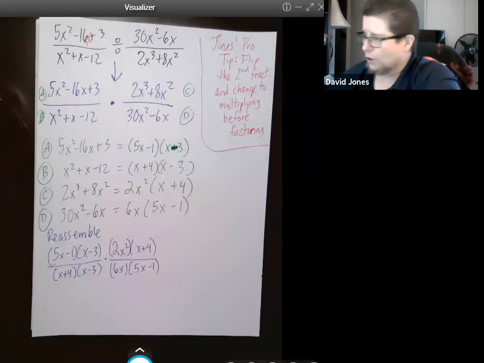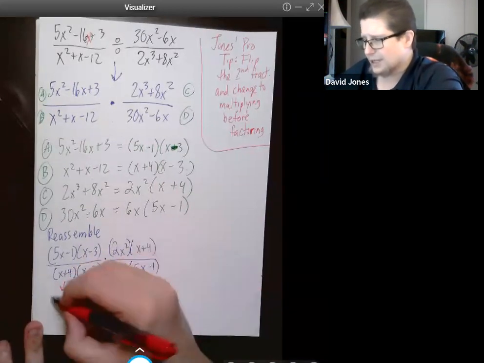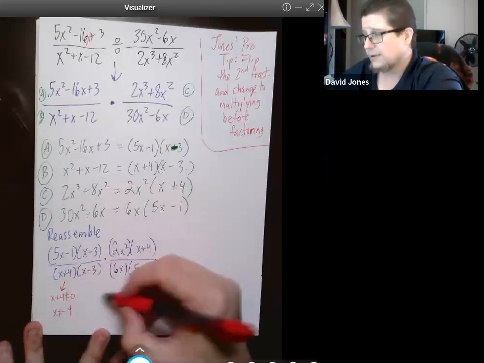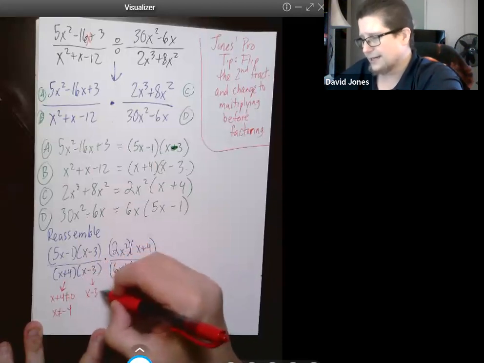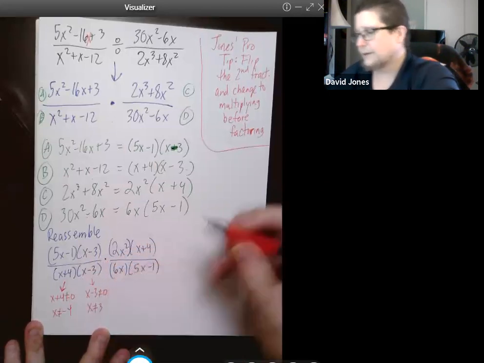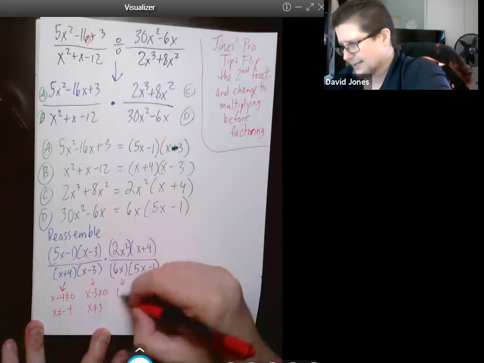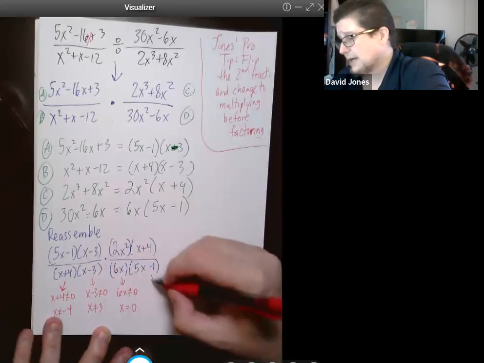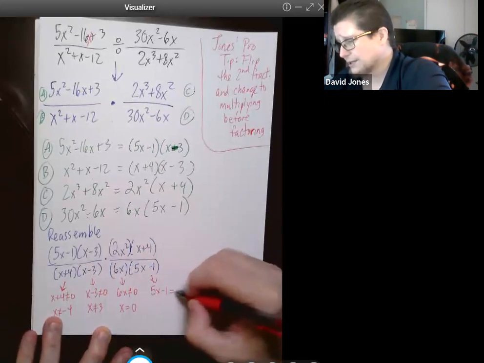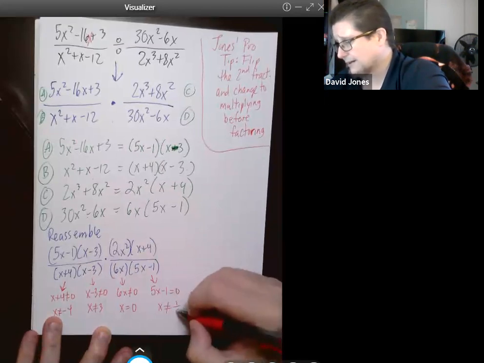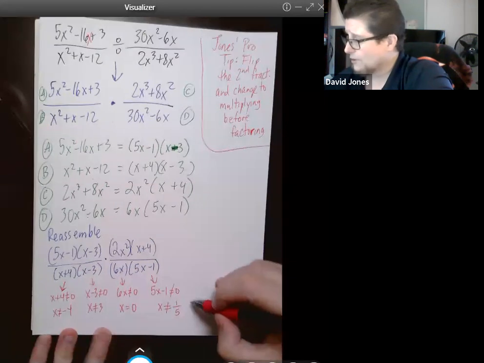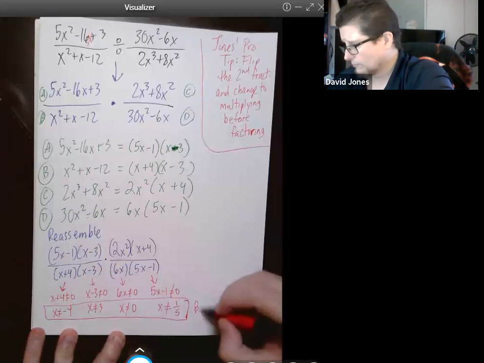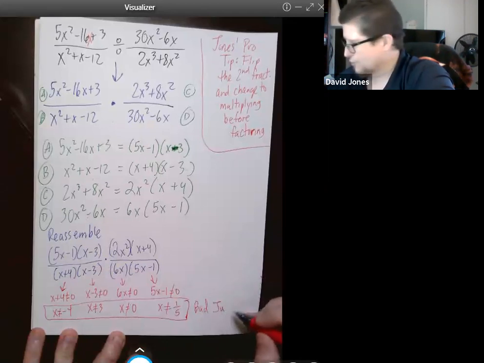I'm going to make a note real quick. This tells me x plus 4 does not equal 0, so x does not equal negative 4. That tells me x minus 3 cannot equal 0, so x can't equal 3. 6x cannot equal 0, so x cannot equal 0. And 5x minus 1 cannot equal 0, so x cannot equal 1/5. Those are all bad juju numbers.